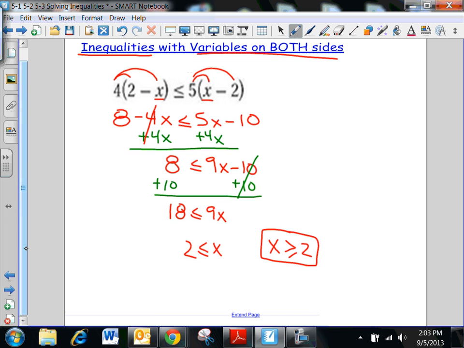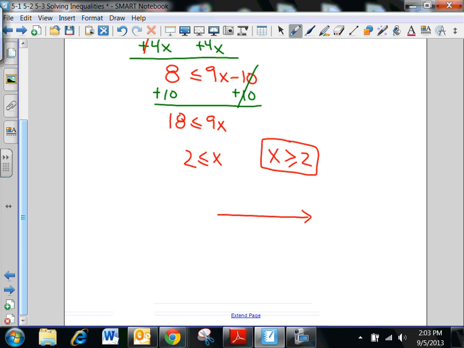So quickly to graph that, I would draw a line, put 2 in the middle, put a closed dot on 2, and shade everything to the right. And the interval notation for the same problem would be bracket 2, comma, infinity.